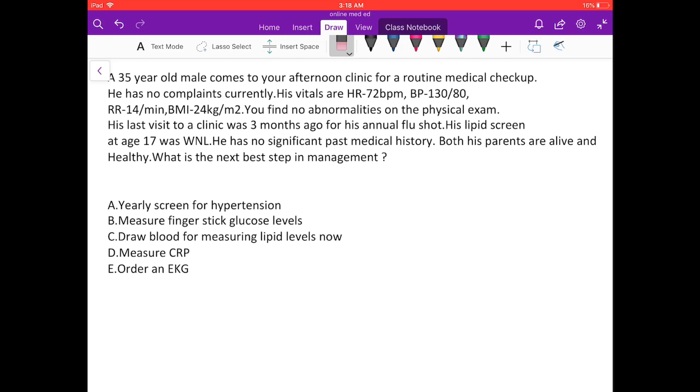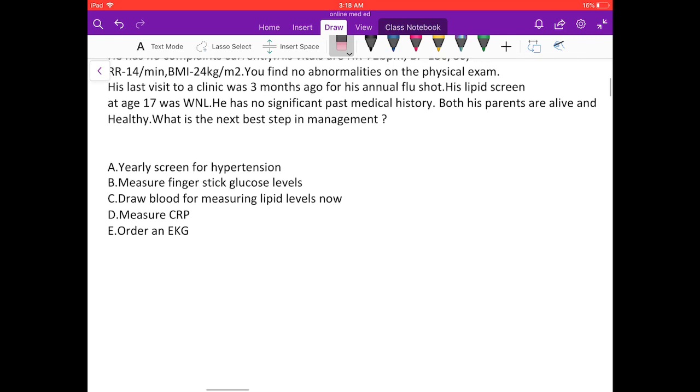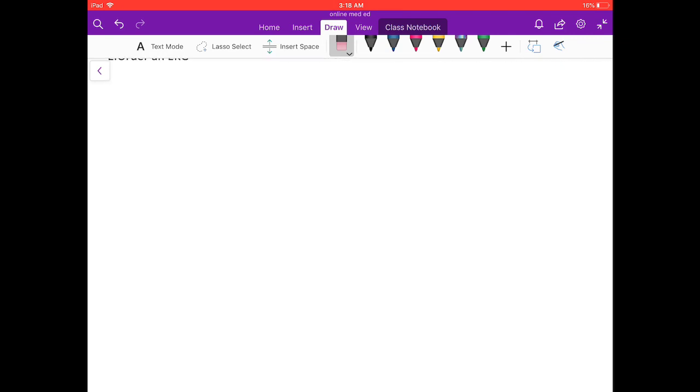Do you want to screen him yearly for hypertension? Do you want to measure his fingerstick blood glucose levels now? Do you want to measure his lipid levels, measure CRP, or order an EKG? Now you can hit pause and take a minute to think about the question and write your answer in the comments below. And okay, now we'll discuss how you need to approach questions like these.